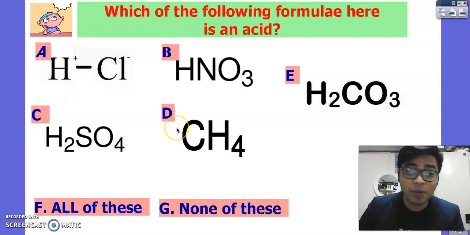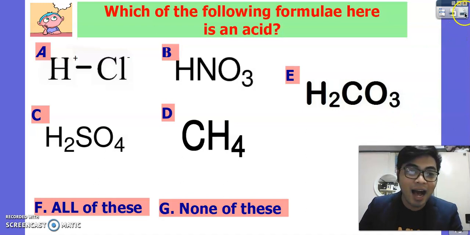So how about D? What is D? Exactly. This is methane. The chemical formula is CH4 and this is usually used for fuel. So look at A, B, C, and E. How would you know that in a formula it's an acid? Exactly, because it contains hydrogen. We want you to take note of that.